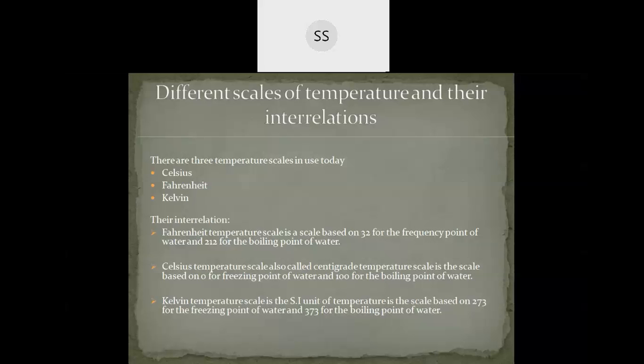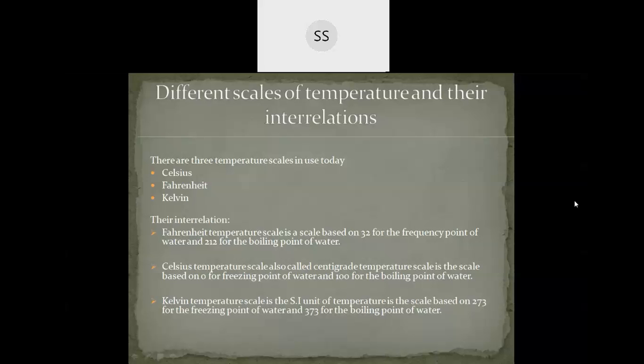So see, when we measure the freezing point of water in the Fahrenheit scale, it is 32 Fahrenheit. In the Celsius scale, it is 0 degree Celsius, and in the Kelvin scale, it is 273 Kelvin. So we can see that 32 Fahrenheit, 0 degree Celsius and 273 Kelvin are basically the same temperature.